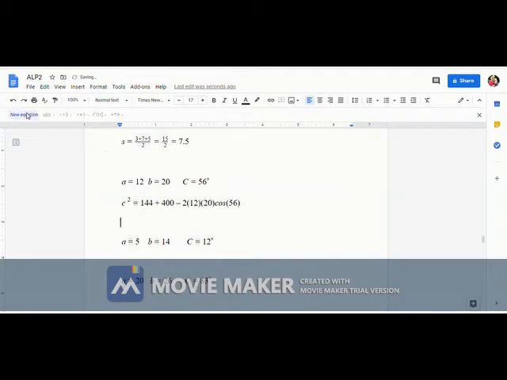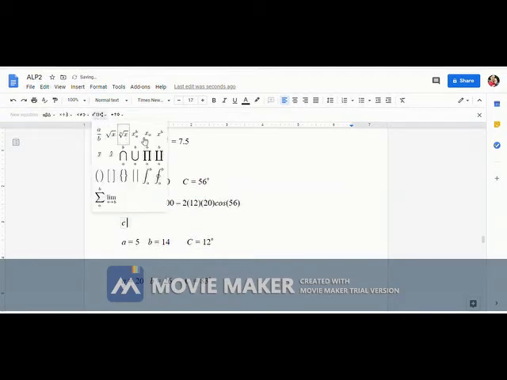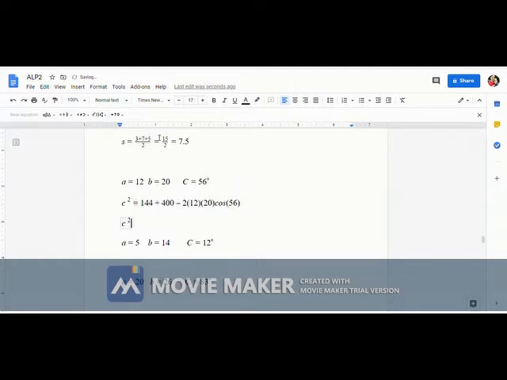Okay, and then we'll say c squared equals 544 minus 480 times the cosine of 56. Okay, and then we're actually just going to wait to multiply this out till as late as possible so that we don't have to do as much rounding.